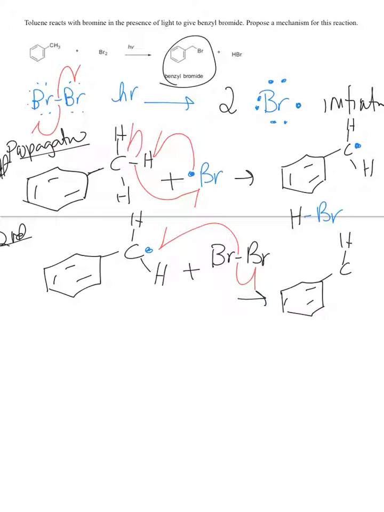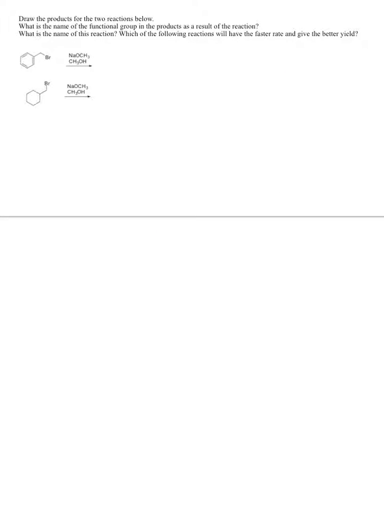And so when you draw this mechanism, you want to draw 2 propagation steps, and you want to make sure that you're regenerating the bromine radical to go and abstract another hydrogen off of the benzyl position of toluene. And that is how that reaction works. You need to be able to draw that mechanism, by the way.